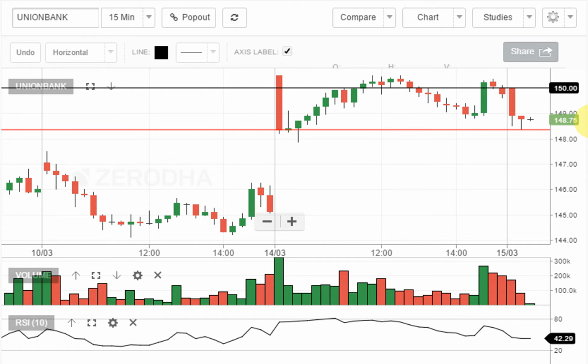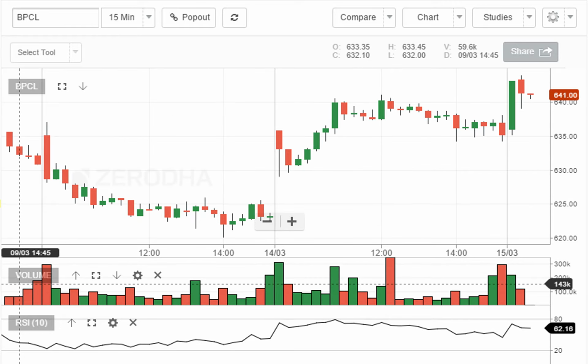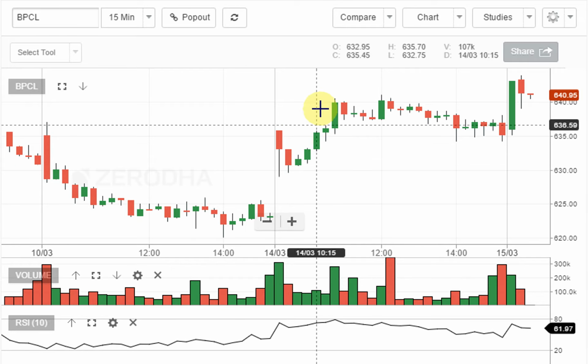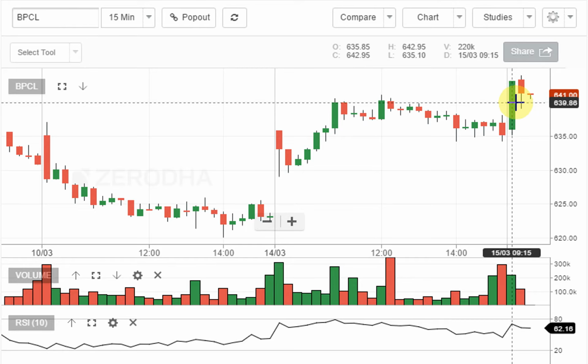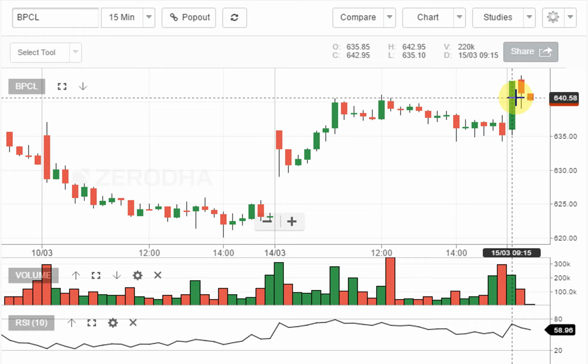Another situation is, if you have lost the opportunity to get into a particular stock while it was breaking the support or resistance, you can just wait. The stock will come again. So I'll show you what exactly is happening in this particular stock. We'll take a resistance here as a horizontal line. Okay, this is the resistance here.